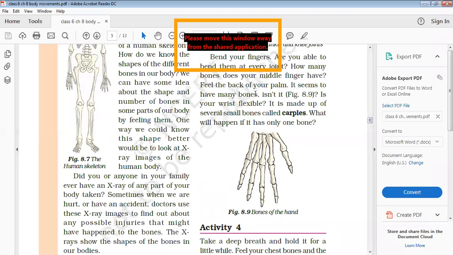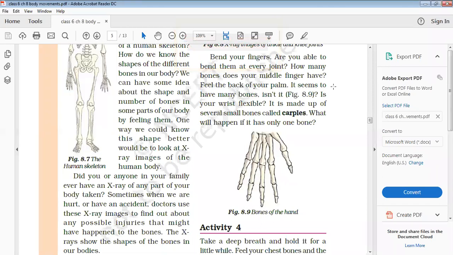Joints. Or you can see that your wrist is flexible. You can move your wrist. Wrist means where you tie your watch. It is made up of several small bones called carpals.